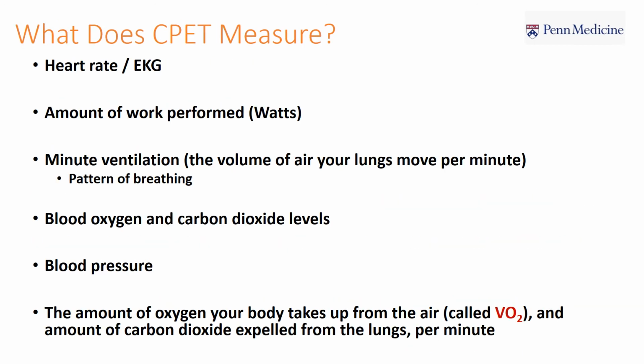Everything. So the heart rate in EKG, the amount of work performed in watts. This provides the results for the parameter shown earlier called peak work. The minute ventilation, which is the volume of air shifted in your lungs. The oxygen and carbon dioxide levels, your blood pressure, and a particularly important parameter is the amount of oxygen your body takes up from the air, called VO2, and the amount of carbon dioxide expelled from the lungs per minute.